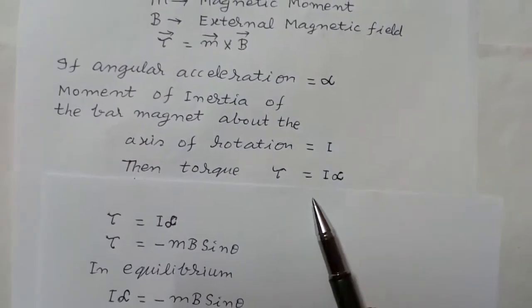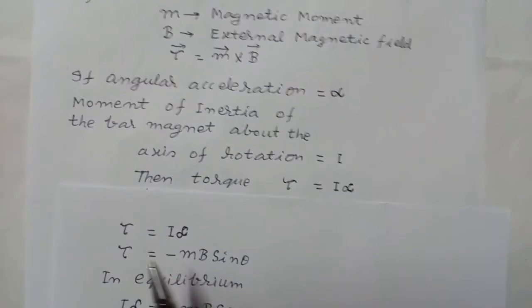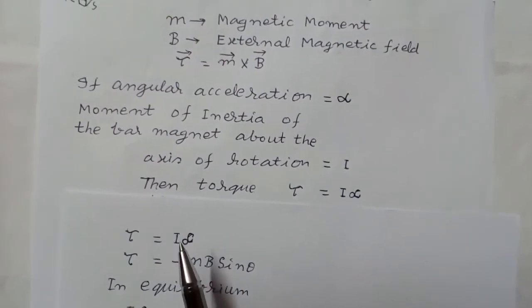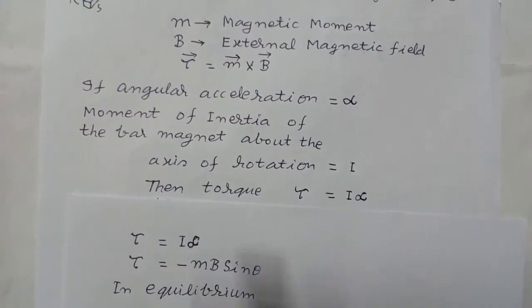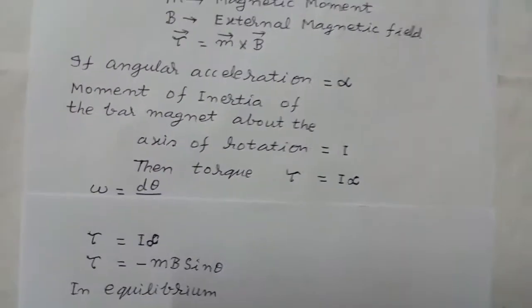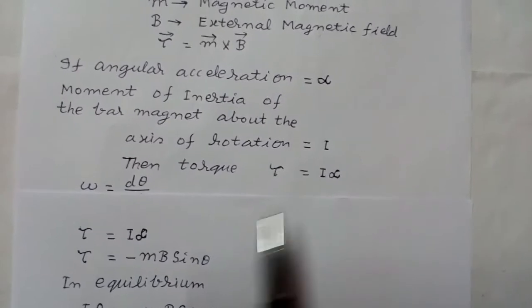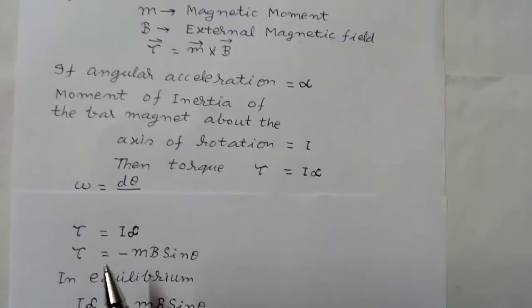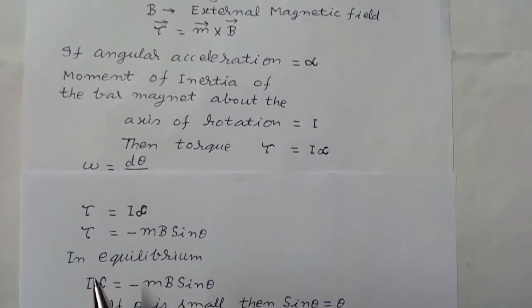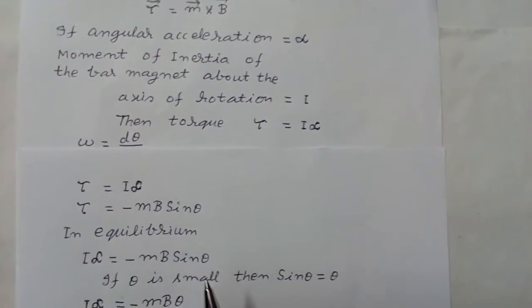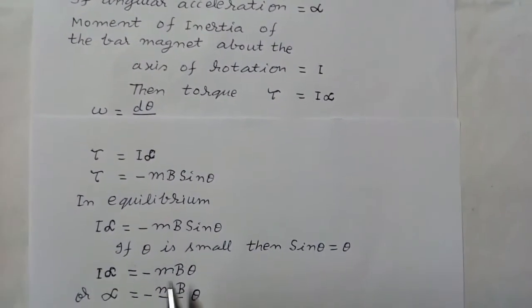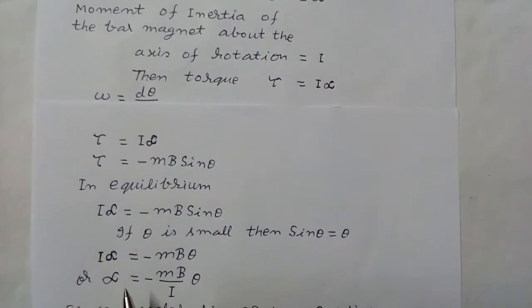For those who have some difficulty with the differential equation, do it like this: torque tau is equal to I alpha, and torque tau is equal to minus mB sin theta. Where does torque tau equal to I alpha come from? If angular acceleration is alpha and moment of inertia is I, then tau is equal to I alpha. Tau is also equal to minus mB sin theta. So in equilibrium I alpha is equal to minus mB sin theta. If theta is small, sin theta is equal to theta. So I alpha is equal to minus mB theta, and alpha is equal to minus mB upon I into theta.